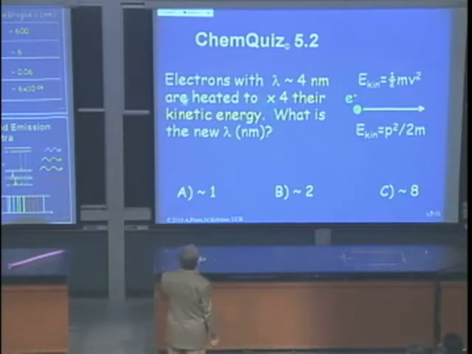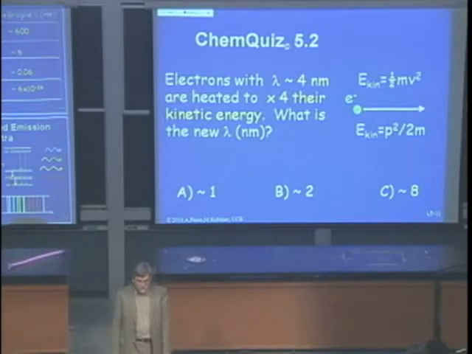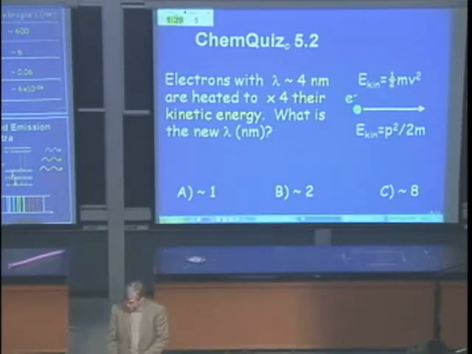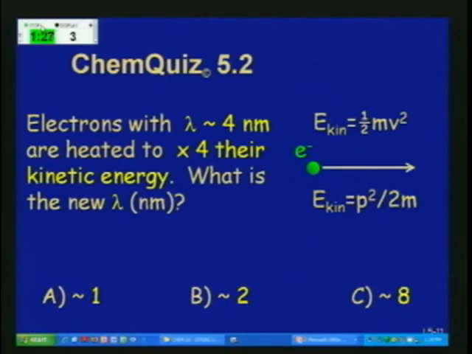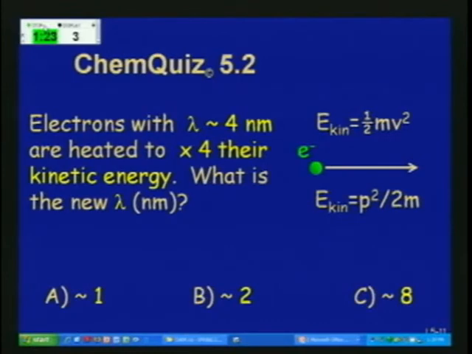And they are heated so that their kinetic energy goes up by a factor of 4. So that their kinetic energy increases times 4. What is the new wavelength? Why don't you think about this? So we start out with 4 nanometers. Could it be 8? If you increase the energy?